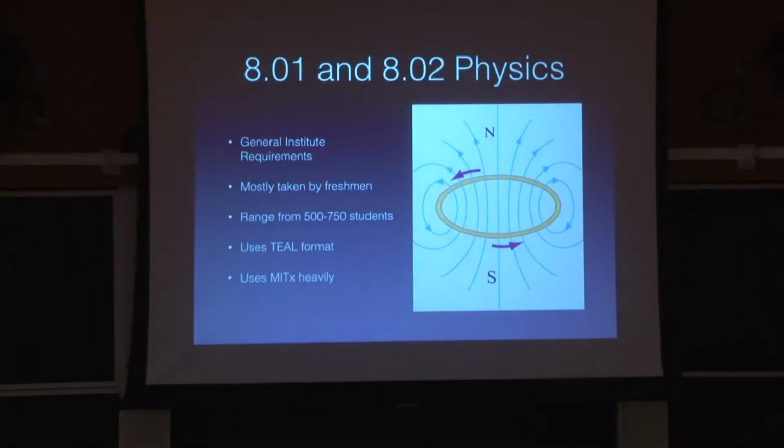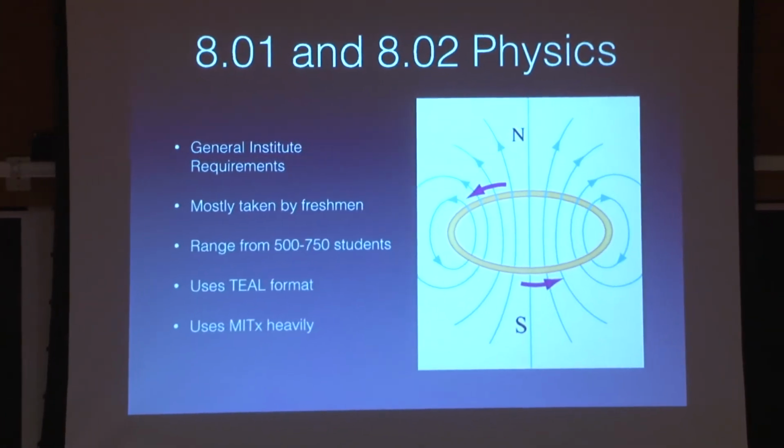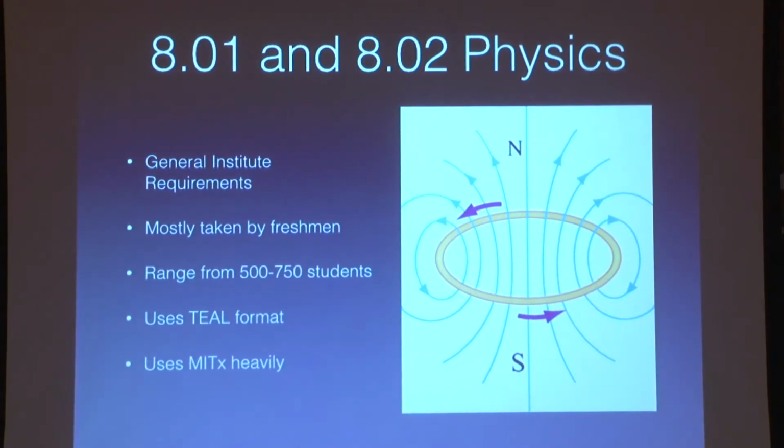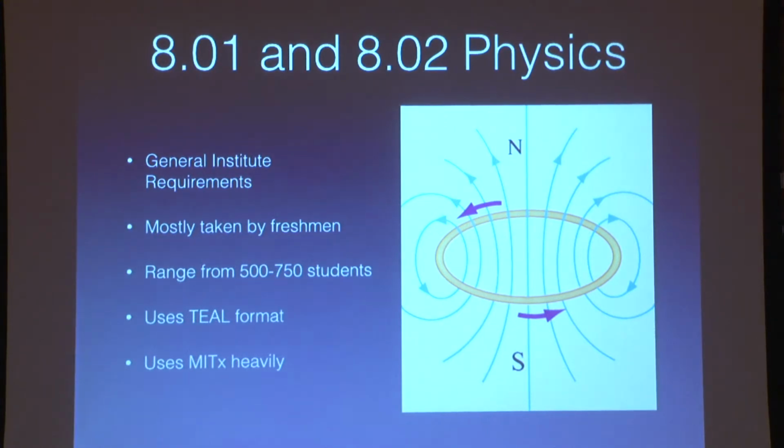So, the classes that I'm involved with are the 801 and 802 physics classes. These are general institute requirements at MIT, meaning that every student has to pass these courses or place out of them. They're mostly taken by the freshmen because they like getting the classes that they don't want to do out of the way quickly. And they range from 500 to 750 students. So these are very large classes. There's a lot of people taking these classes.